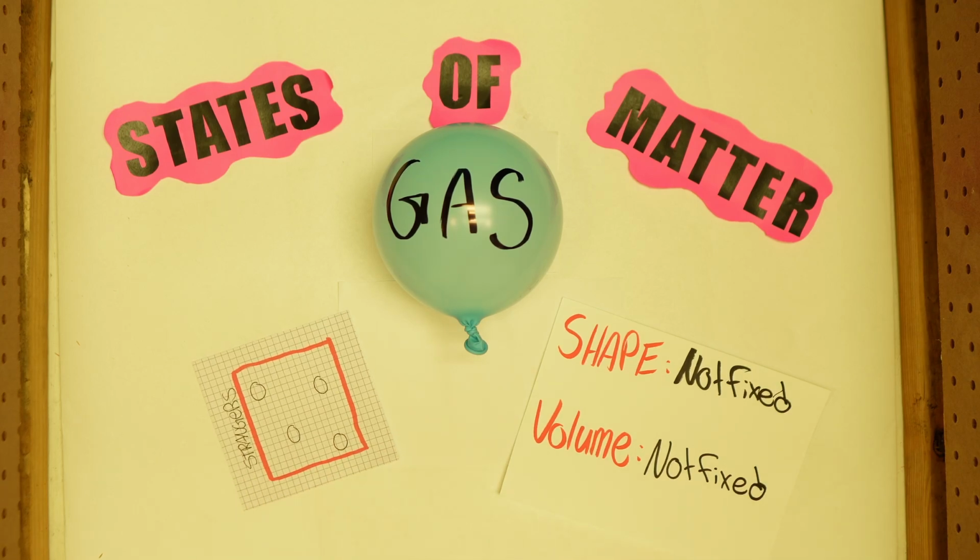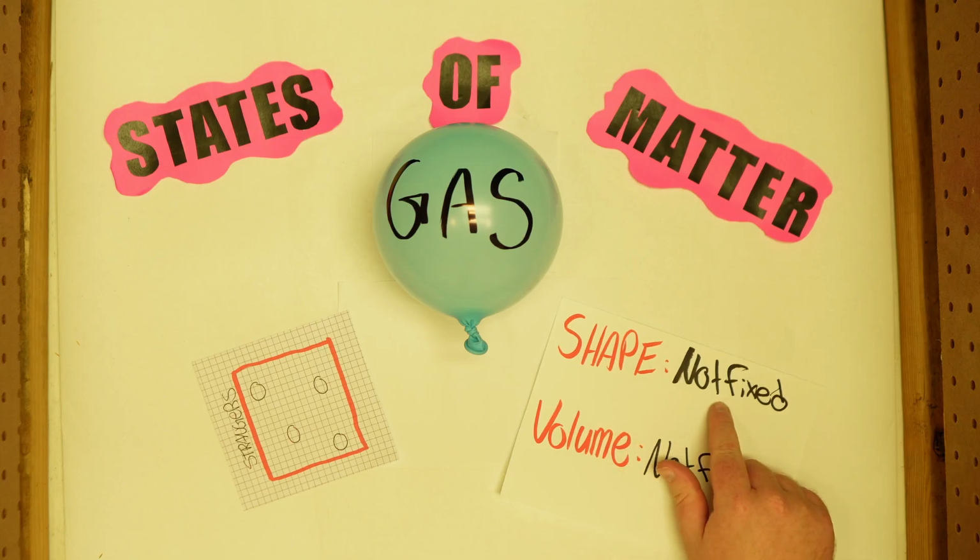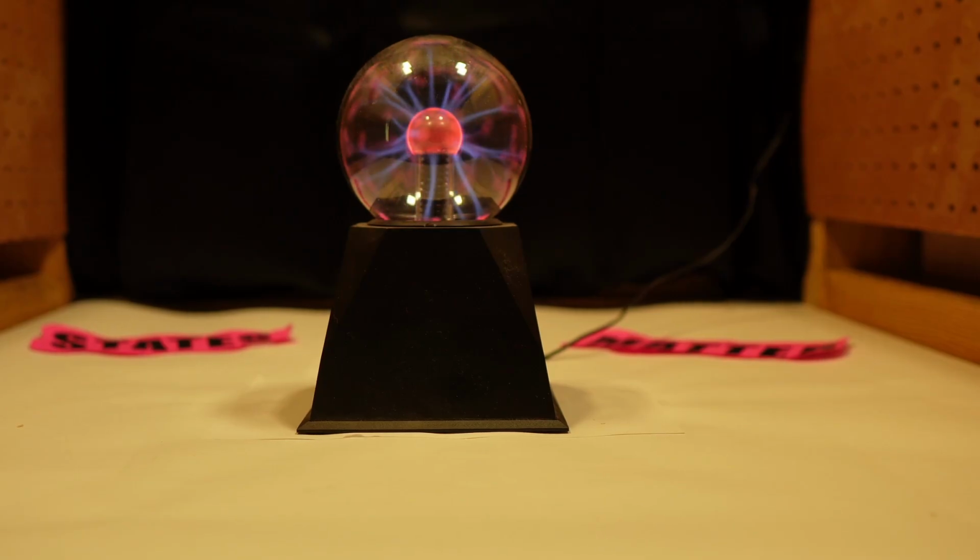So with the gas, we have spread out particles. They're strangers in a coffee shop. Their shape is not fixed. It's going to change. And their volume is also not fixed. It will change. Now, some of you may be asking, wait, isn't there a fourth state of matter called plasma? Well, there is, but I'll have to save that for another video.